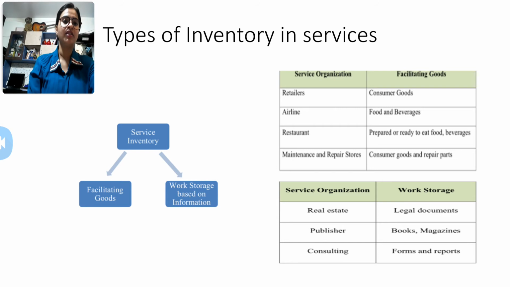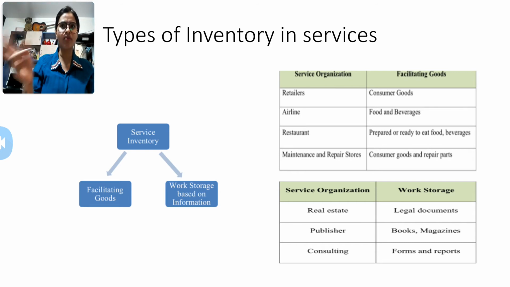Here, in green color, as you can see in the slide, one table says service organization and the other says facilitating goods. If the service organization is a retailer, then what will be the facilitating good? That will be consumer goods. The best example I'll take to explain is airline services. You are using a service called airline services, and when you go into the flight, the air hostesses come to serve food and beverages to you in the flight.